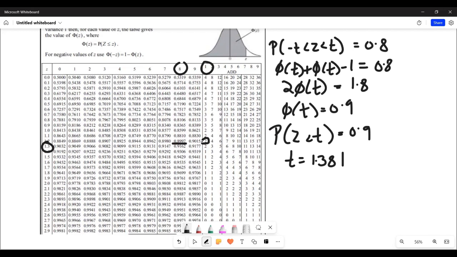Why does it say 1.281? Oh, it's supposed to be here. 1.2. So 1.281.